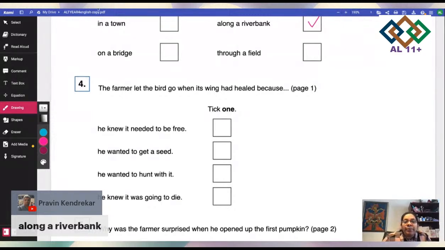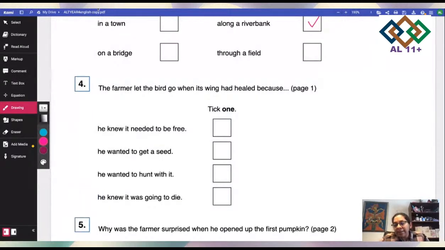Because obviously when the bird had healed, there's no use for keeping the bird in. So what was the reason? The farmer, remember, is a kind man. He's not like the merchant who's really greedy and wants to get rich. He's a really kind man. So why do you think the farmer let the bird go when the wings had healed?